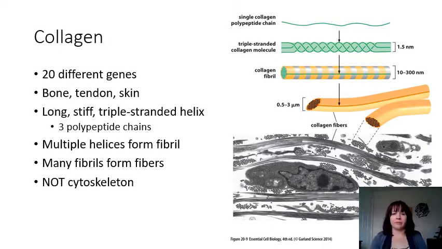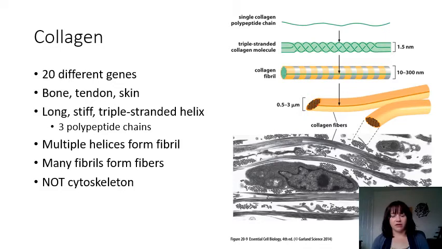Now we're going to spend a good amount of time talking about collagen in this section, so I'd like you to really pay attention here. There are a lot of different types or variants of collagen. I don't expect you to know those, but they do have some common properties. As I said before, collagen is going to be found in bone, tendon, and skin.